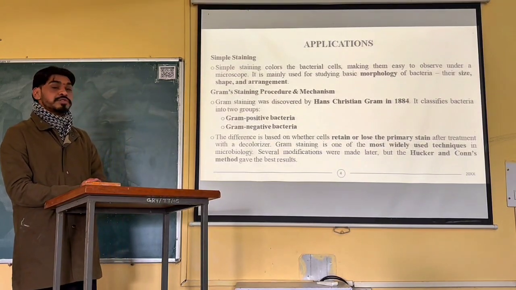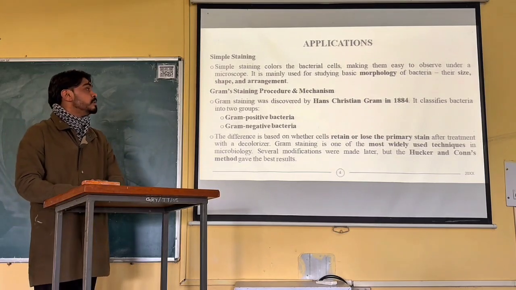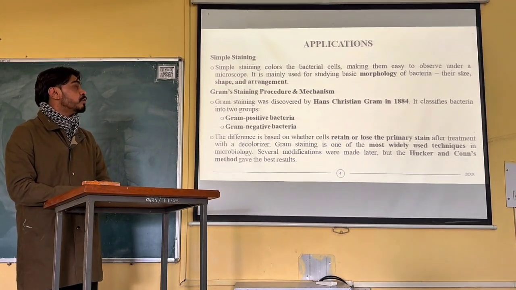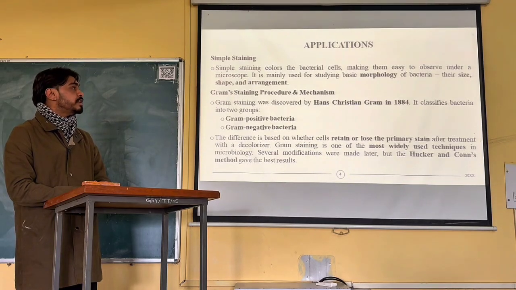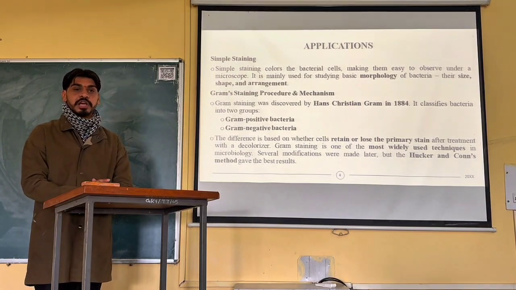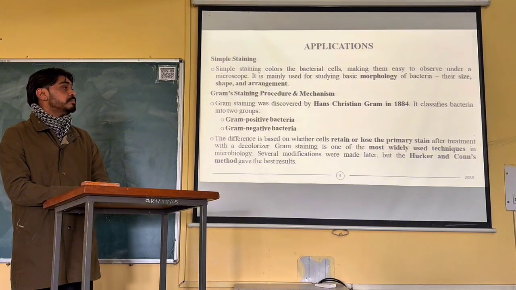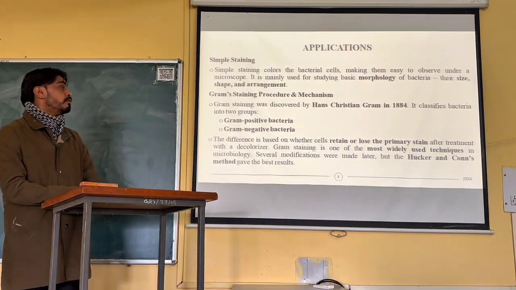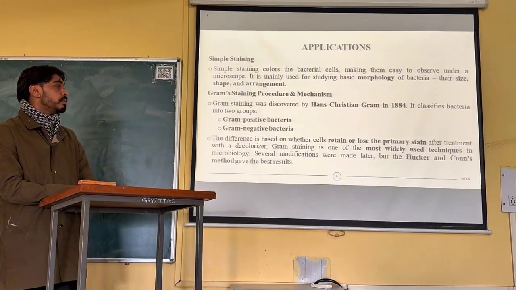Later on we are going to study the applications of simple staining. Simple staining colors the bacteria, making them easy to observe under a microscope. It is mainly used for studying the morphology of bacteria, their size, shapes and arrangement. In the simple staining procedure, basically we are going to study the bacterial smear, the size, morphology, arrangement and shapes. For the next procedure, we are going to study the gram staining procedure.